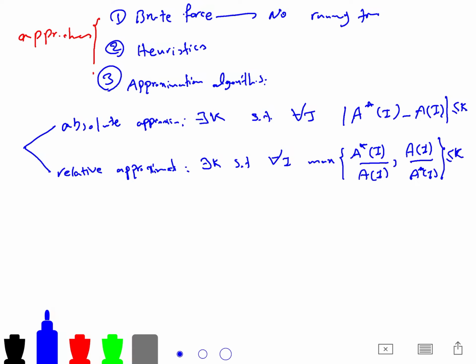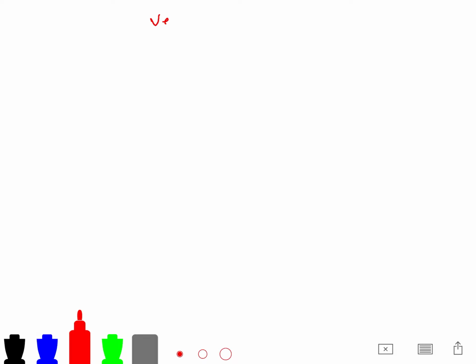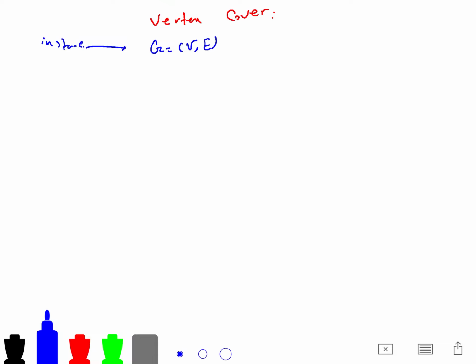is less than or equal to k. And so let's solve a problem using approximation for a famous problem which is called vertex cover. So what is vertex cover? You have an instance, by an instance I mean just an undirected graph G equals V and E, and your feasible solution is a subset C of V such that at least one vertex of every edge of G belongs to C. And the value of the solution is the size of the cover, which is the cardinality of C, and the goal is just to minimize that.